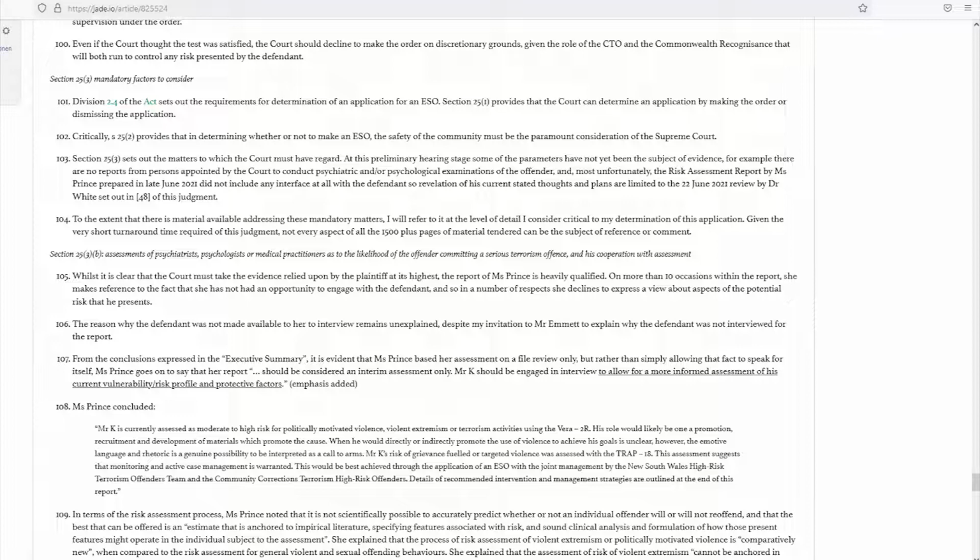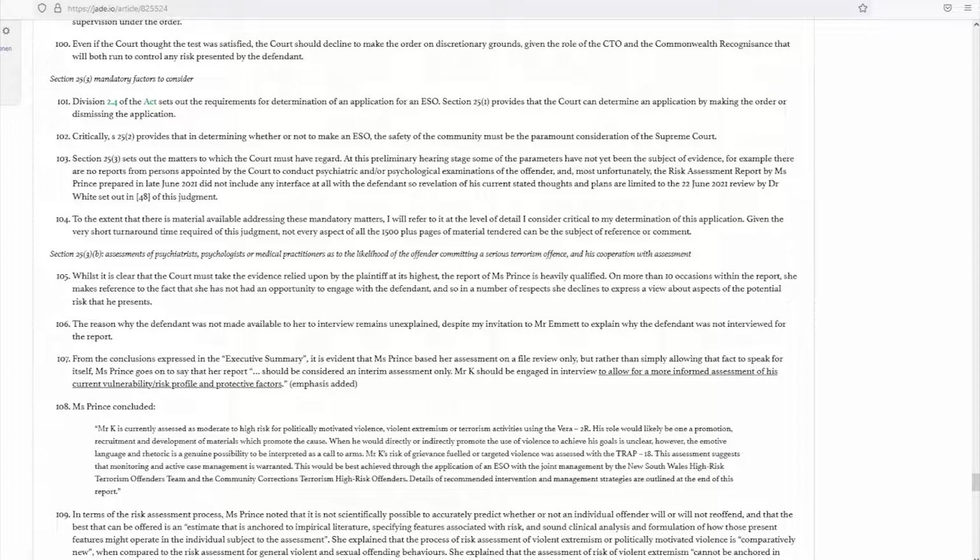102. Critically, Section 25(2) provides that in determining whether or not to make an ESO, the safety of the community must be the paramount consideration of the Supreme Court. 103. Section 25(3) sets out the matters to which the court must have regard.